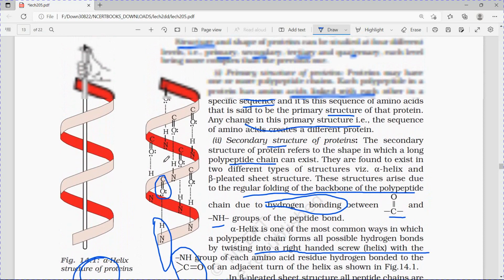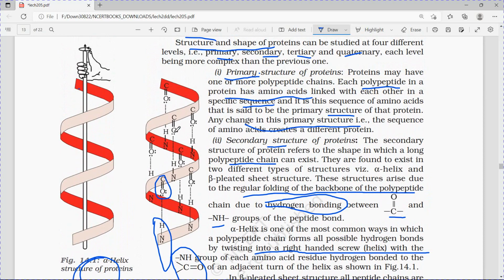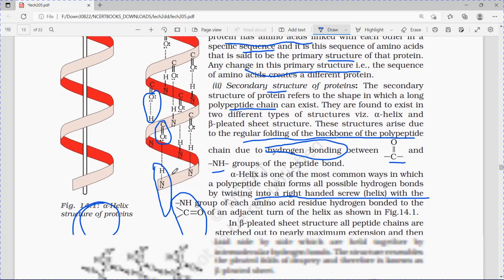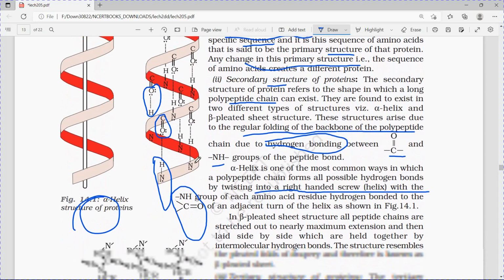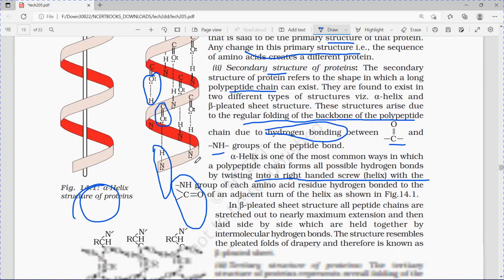Is it clear? So listen here, the bonding is between the oxygen and the hydrogen, right? Oxygen will be from the carboxyl group and hydrogen will be from the amine group. So the bond is between the carboxyl group and the amine group adjacent to each other in the alpha helix, right? This is the reason for the alpha helix itself. So this is called the alpha helix structure of proteins, right?